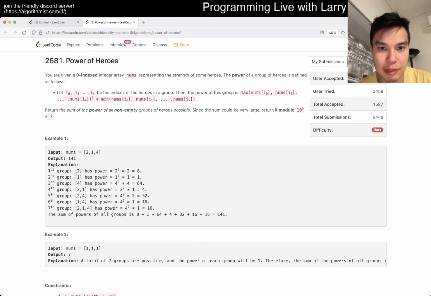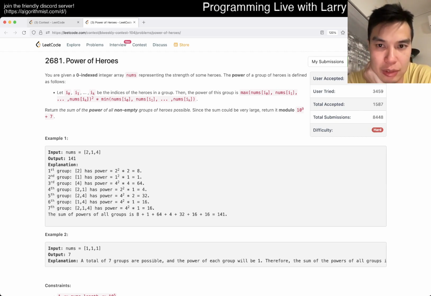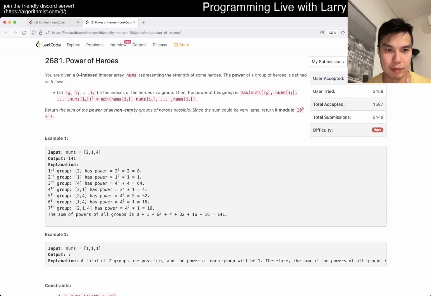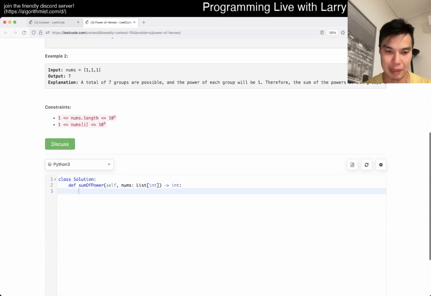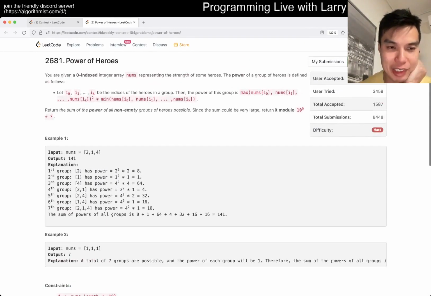Okay. So numbers represent a string for some power of a group of heroes is defined as I sub 0, I sub 0. Max. Okay, so the power is the max squared times the min. Return the sum of all powers of non-empty groups, mod. What the? Alright, mod. Man, that escalated quickly.